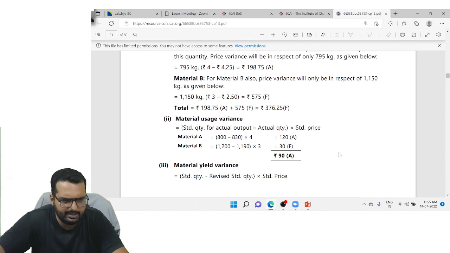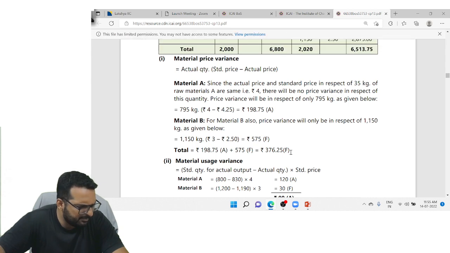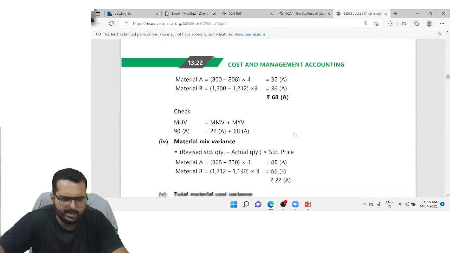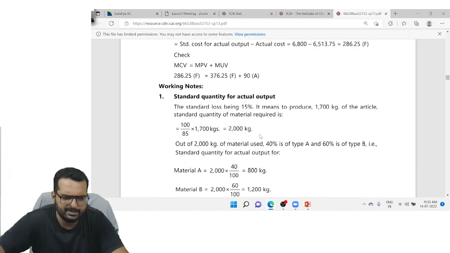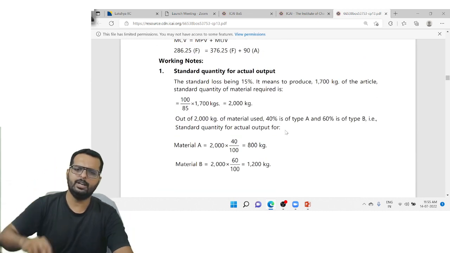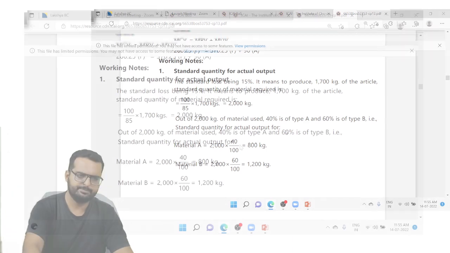Usage is 90. Yes. Price is 376. Perfect. Yield is 22 and 68. Absolutely right. Okay. And cost variance is 90 adverse. Our methodology is much more easier. This is a little tricky methodology. I'll wait for 2 more minutes. Everyone let them finish. Then we will go to the next part. All right.